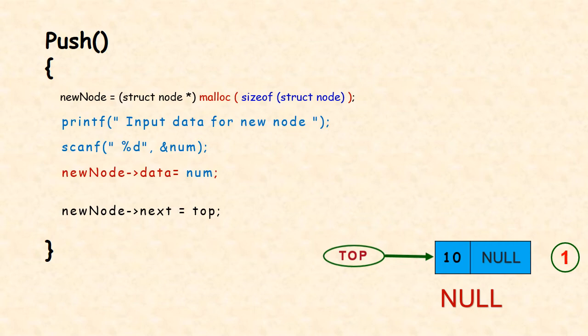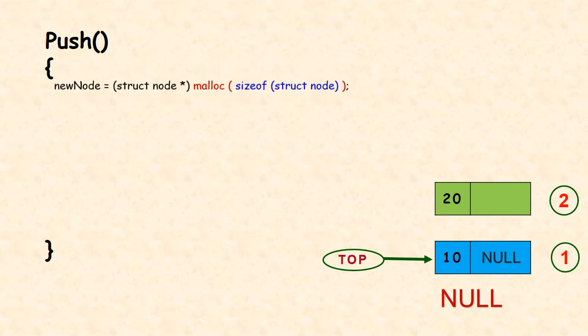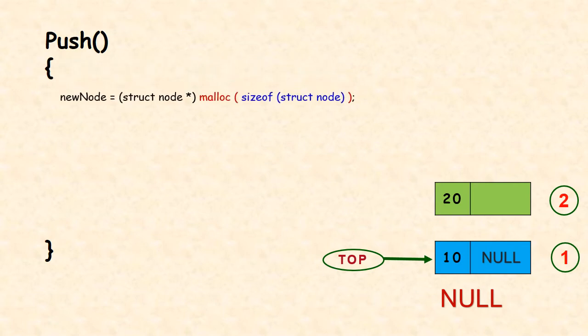Right. Now I have to create more nodes. Let me create another node, second node. Okay. And before doing that, to point this top to the node, this code will be helpful. Top is equal to new node. Okay. Right. Now I have a new node. Right. I am running the same code again, step by step. See this. To create this node, I have to use malloc function. Okay. Now new node is pointing to this newly created node.